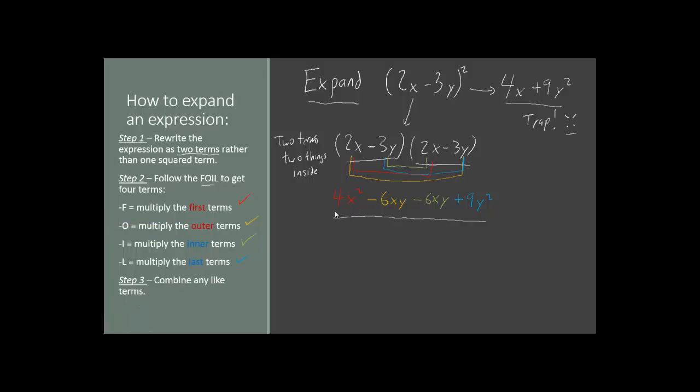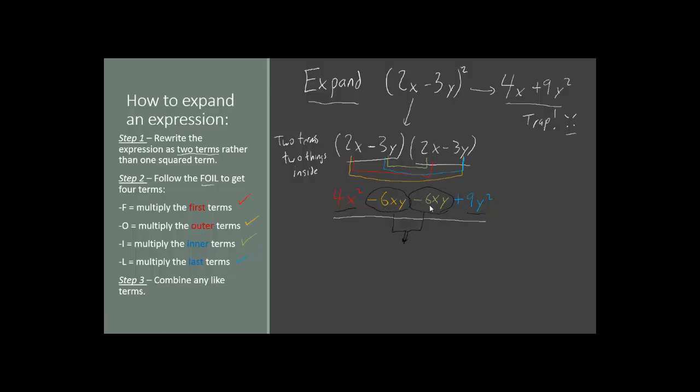And so now our final step is to combine any like terms that we see. Well, we've got an x squared term here, and I don't see any more of those. We have a y squared term here. I don't see any more of those either. We have an xy term here, and then we have another xy term here. We can combine those two together because they have exactly the same letters.